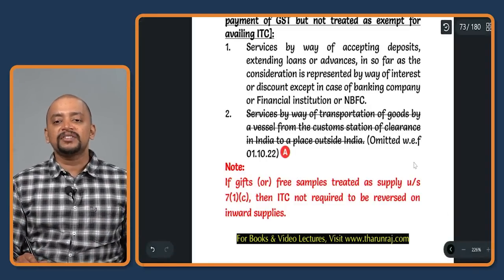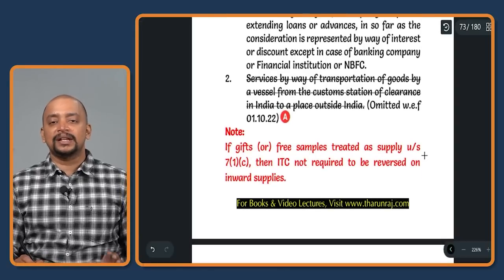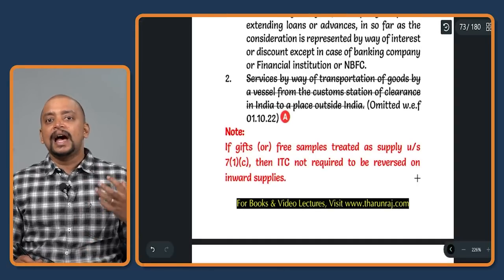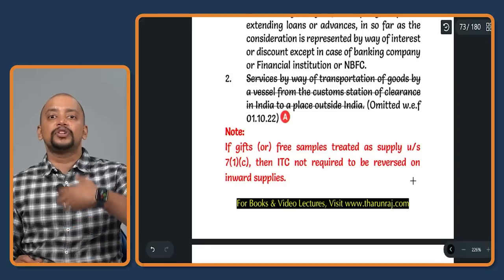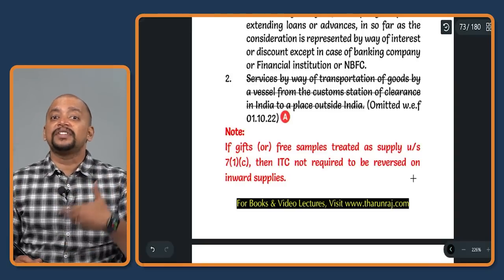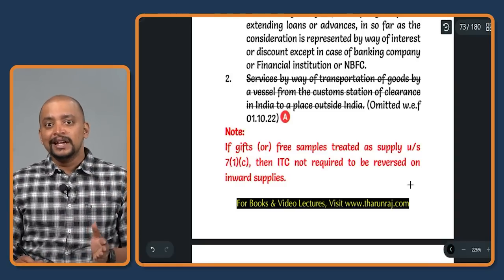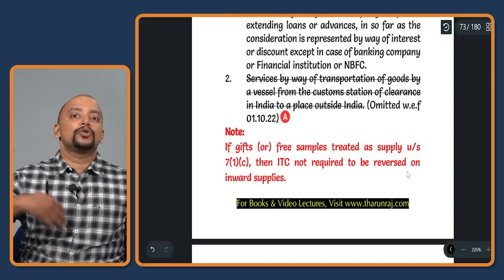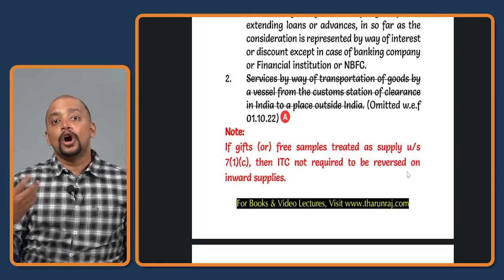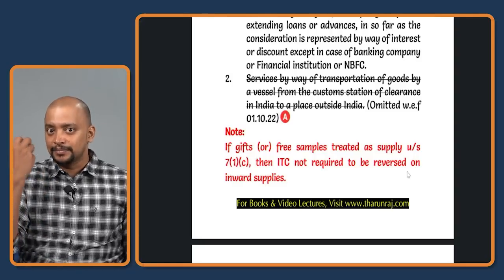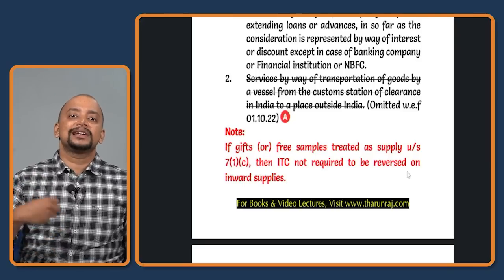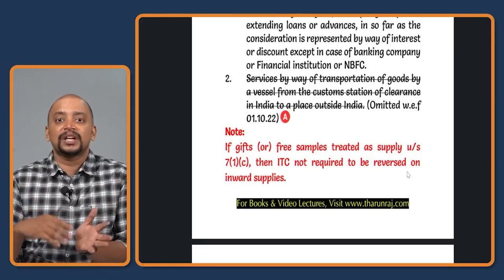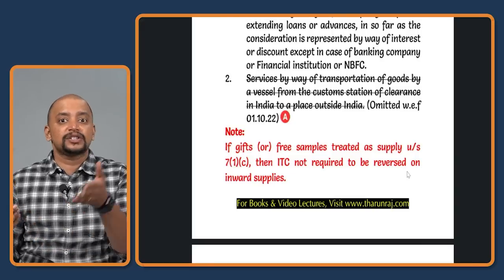Then, gifts or free samples, if treated as supply. Suppose I am purchasing some product as an employer and giving it as a gift to my employee. If the value of this gift exceeds 50,000, then I can take ITC on the inward supply. Generally, there is one point: if I purchase something and distribute it as gifts or free samples, it's a blocked credit.